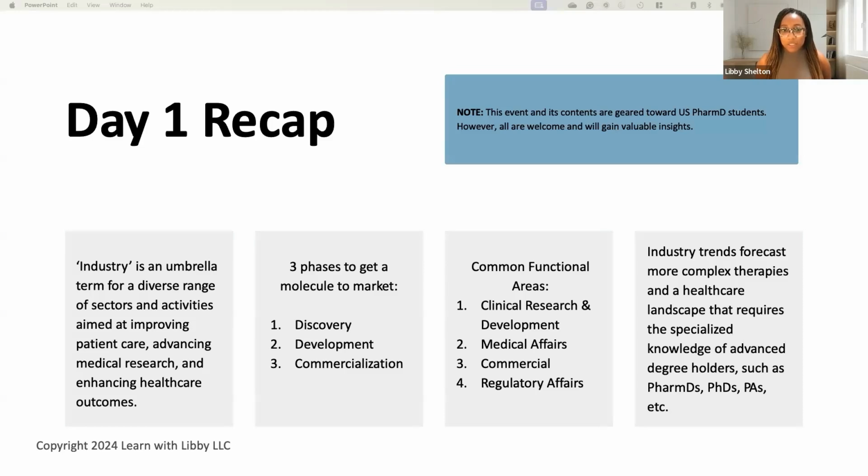And then industry trends forecast more complex therapies and a healthcare landscape that requires the specialized knowledge of advanced degree holders, such as PharmDs, PhDs, physician assistants, and other professionals out there. So we're seeing more of these advanced degree holders transition into non-traditional roles.